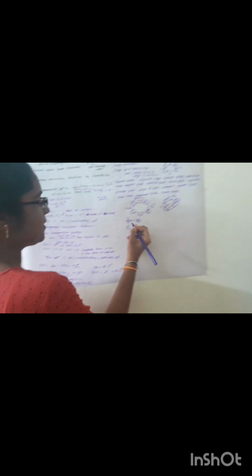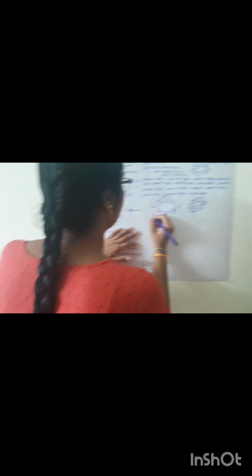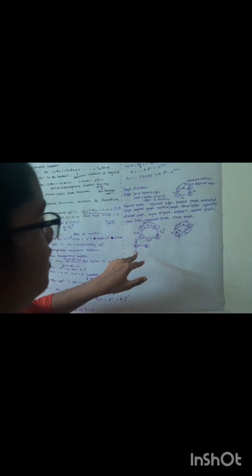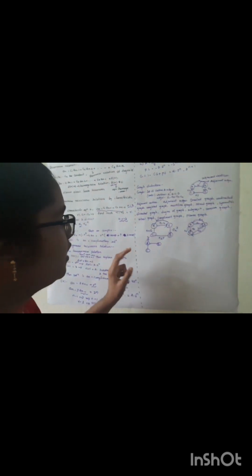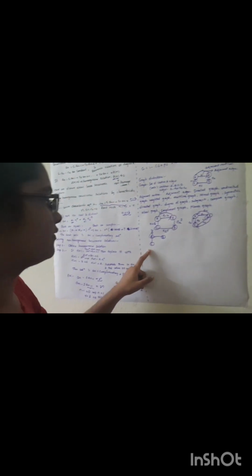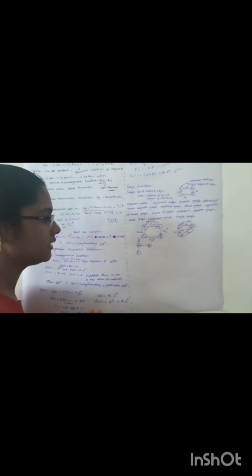Next, degree of graph. The number of edges incident on a particular vertex is said to be the degree of that vertex, and the highest degree of a vertex is said to be the degree of the graph. So for this particular vertex, the degree is 2, as 2 edges are incident on this. For B, it's 1. For C, it's 1. So the highest degree is taken as the degree of the graph. This is for an undirected graph.